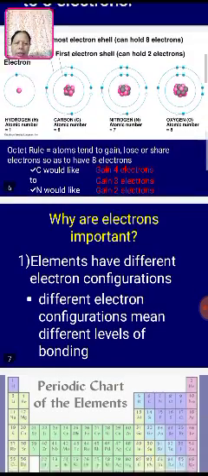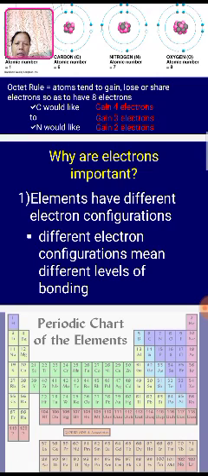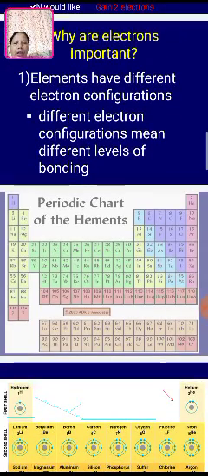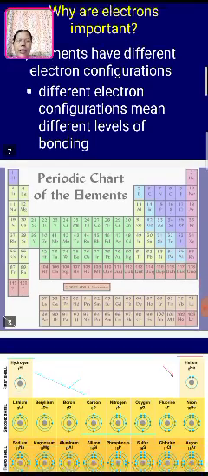Why are electrons important? Elements have different electronic configurations. Different electron configuration means different levels of bonding. Just like in human beings, no one is similar to each other; somewhere they have differences. Likewise, every element has a different characteristic and behavior with its electrons. The periodic chart shows that elements have similar properties, but in the nature of their nucleus they are different.